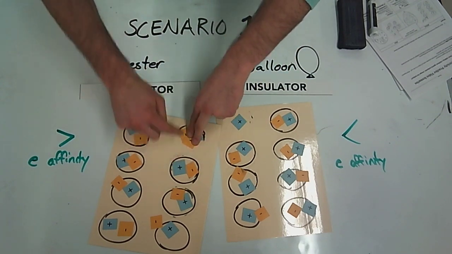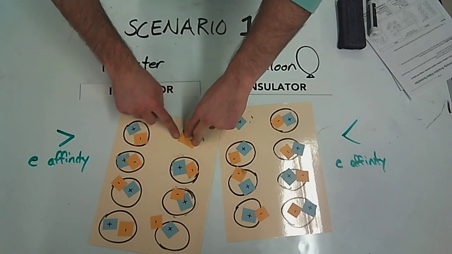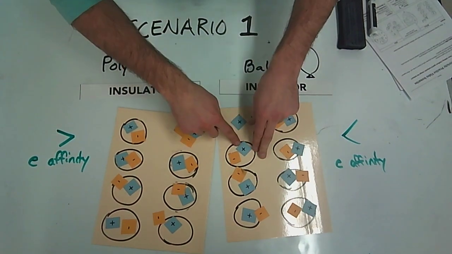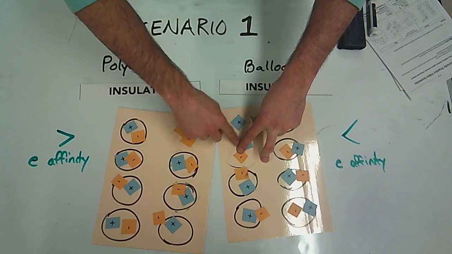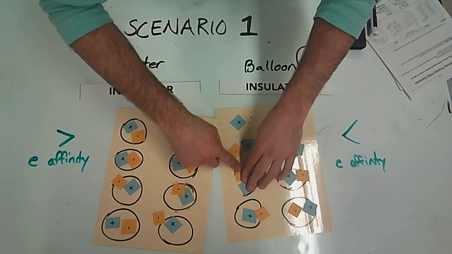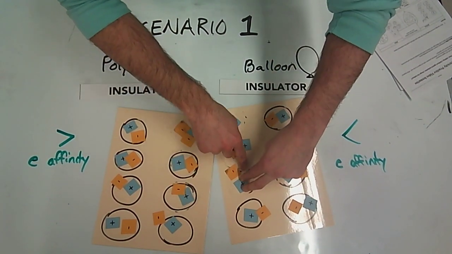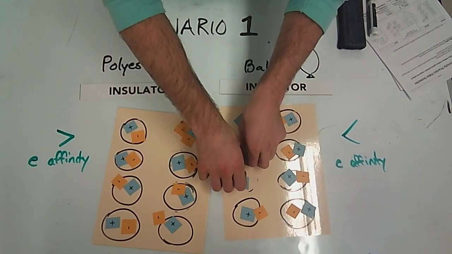Now remember, these black circles are just a way for us to visually see that the atoms are either neutral or they're charged positively or negative. So that's why I'm getting rid of the circles as electrons jump over.